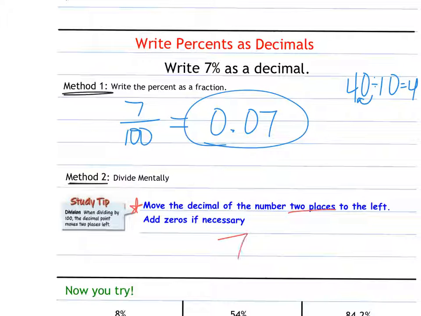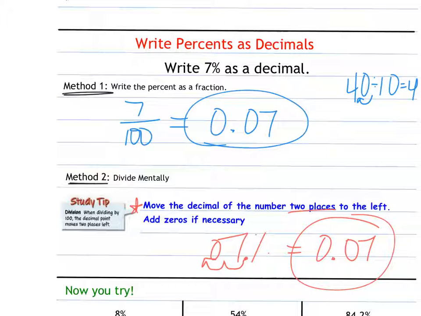So for 7%, our decimal falls at the end of our number here. And then from here, we move the decimal 1, 2 spots to the left. We have an empty spot here, so we fill it in with a 0. So our answer, we put a 0 in front of the decimal point as a placeholder. That would be our answer. So either way, we get the same thing. One method, write it as a fraction first. Other one, just move the decimal 2 to the left.